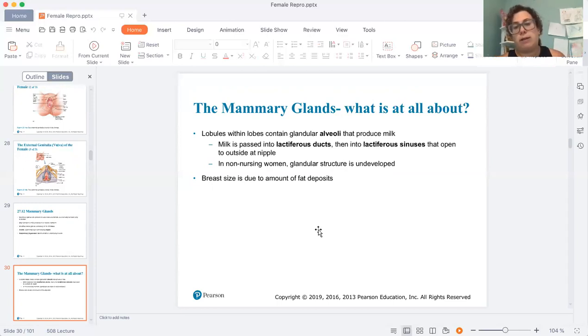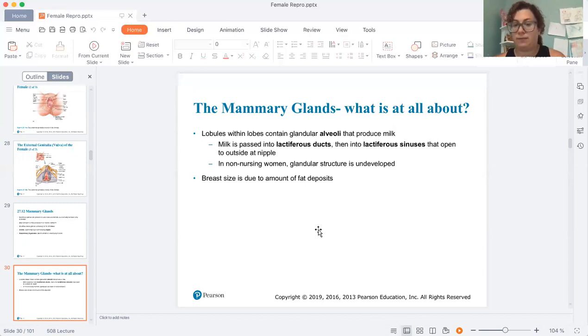So the breast tissue itself is made of lobules, and within each lobule there are alveoli, and this should sound familiar, almost like the lung. When milk is made, which is by prolactin, and then with oxytocin, a letdown occurs. The milk is passed from the lobules into the ducts, and through the ducts and out of the nipple. Okay. And if someone is not nursing, then this glandular tissue is not really well developed at that time.